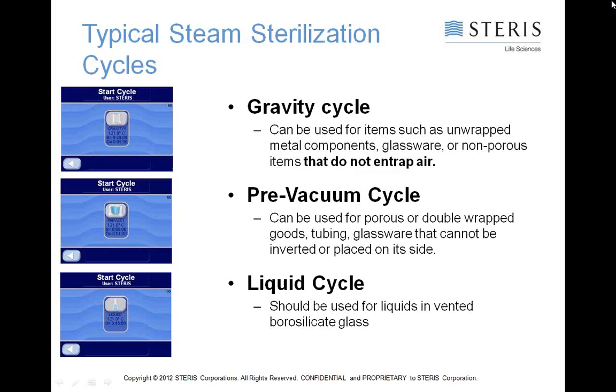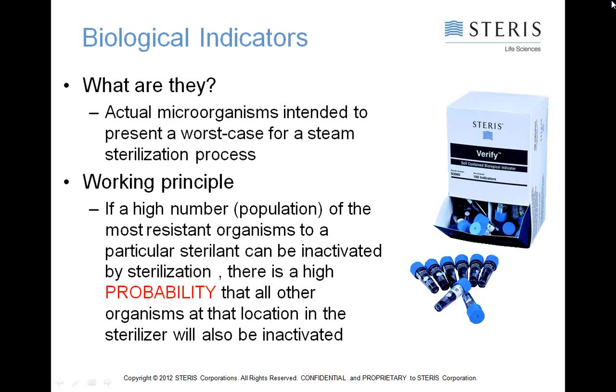So what are biological indicators? BIs are actually microorganisms, or spores in this case, that are placed on a substrate to present a worst case scenario for steam sterilization. Basically the working principle is that if you have a high population of a resistant organism to steam that can be inactivated by the sterilization process, then there's a high probability that all other microorganisms at that location in the sterilizer will be inactivated as well.